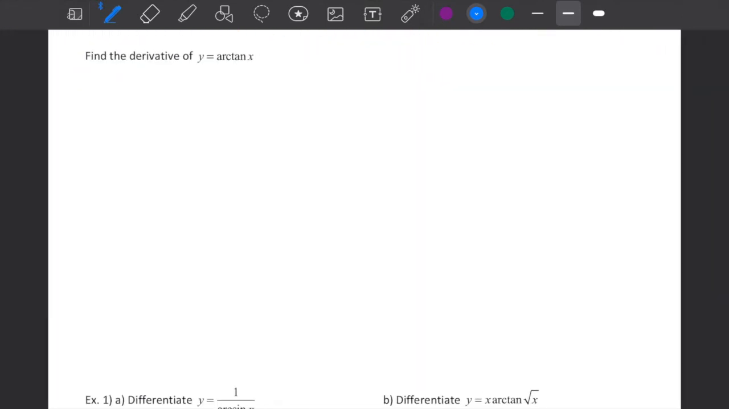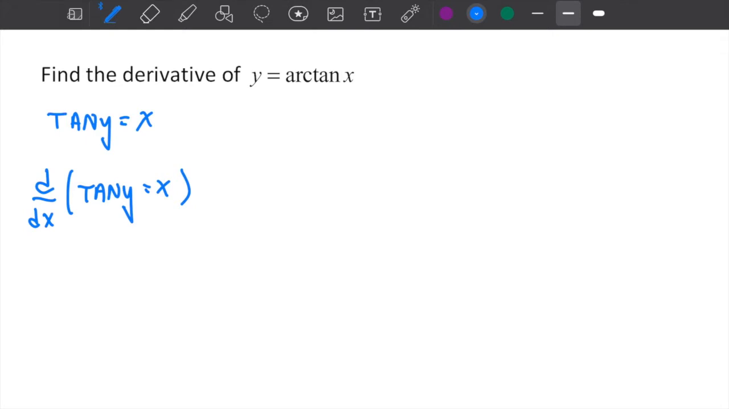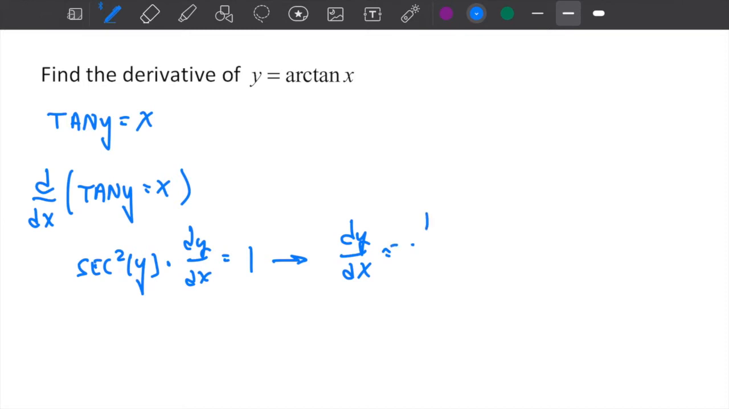Let's take another one. Let's find the derivative of arctangent of x. I'm going to apply the same strategy, where this is equivalent to saying the tangent of y is equal to x. Applying implicit differentiation, I'm going to apply the differential operator d dx on tan y equals x. The derivative of tangent is secant squared. So we have secant squared of y multiplied by, by chain rule, the derivative of the inside, dy dx, equal to the derivative of x, which is 1. And so we get dy dx is equal to 1 over secant squared of y.